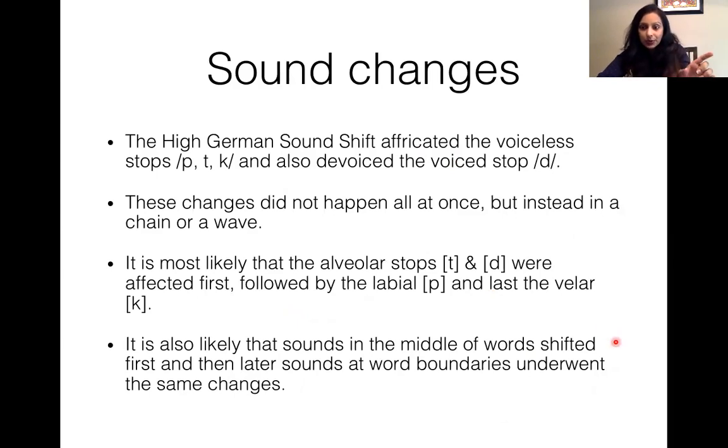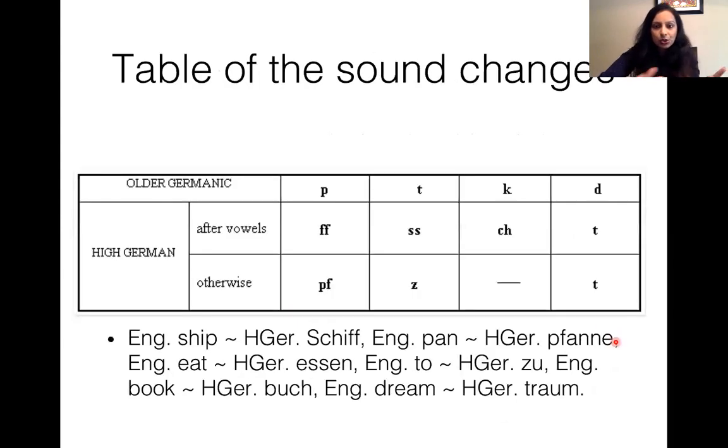You can pause this video and read through this slide, but I just want to show you the table of the sound changes. So this happened in High German after vowels and otherwise. So you have the p, which became the f, t became s, k became ch, and then the d became the t.